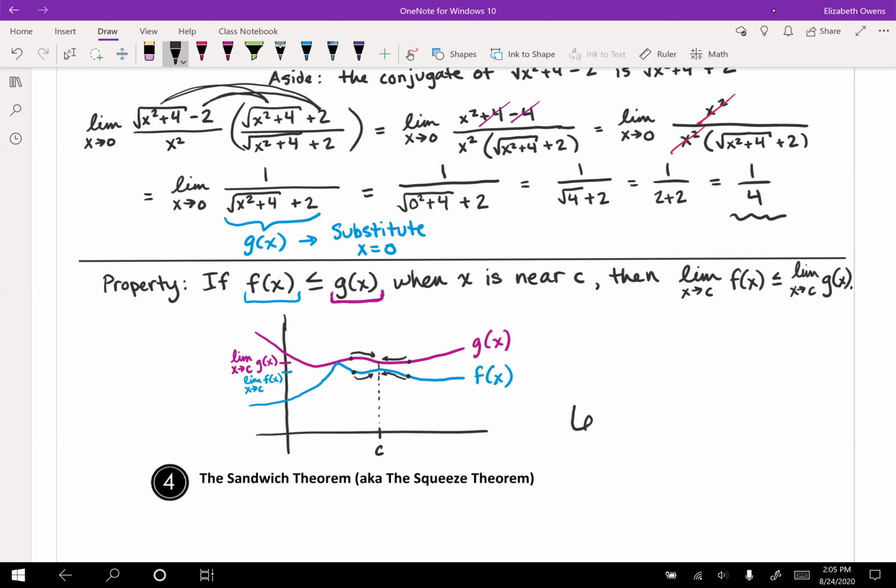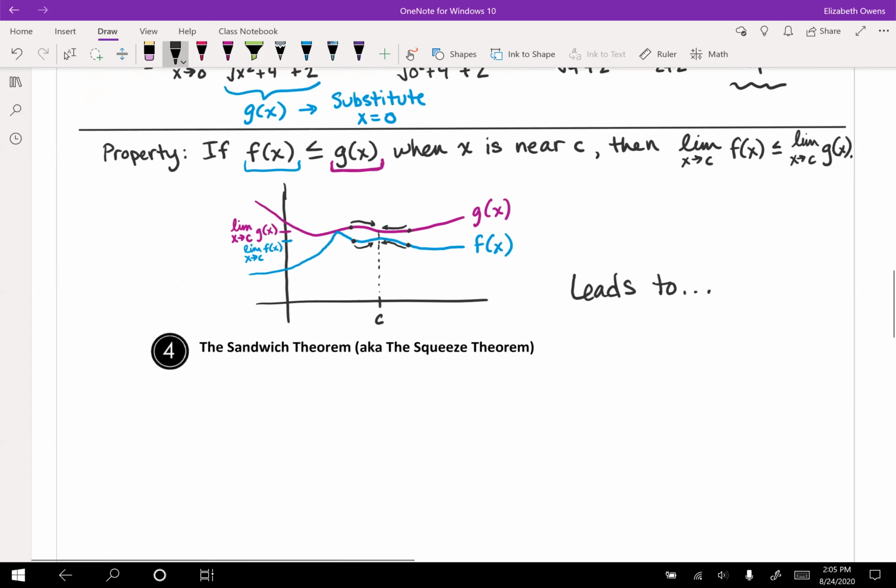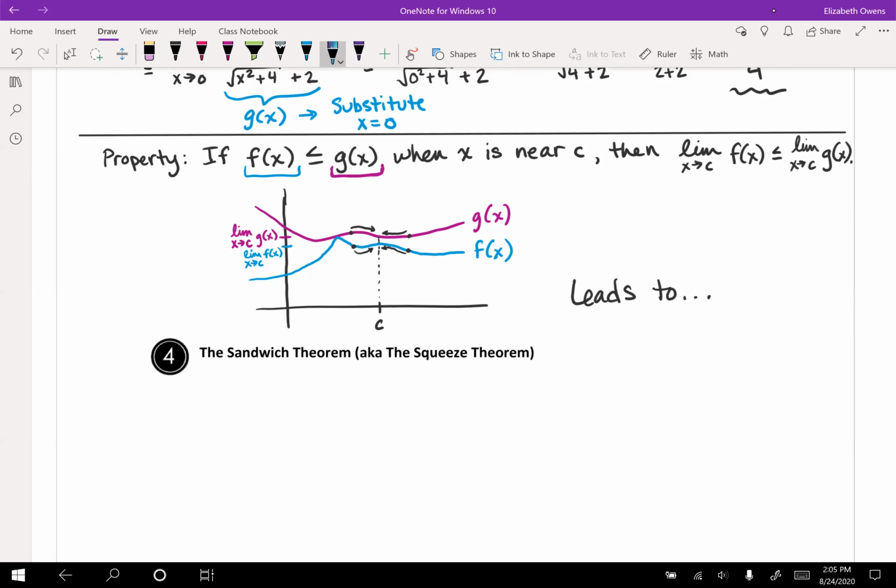Now, what this leads to is what we're interested in. This is trick number 4 for finding a limit algebraically. This is called the Sandwich Theorem or the Squeeze Theorem. Our book uses Sandwich Theorem. Squeeze Theorem is also very common. I think that's what my book used when I was learning calc the first time through. So it's the same idea either way.